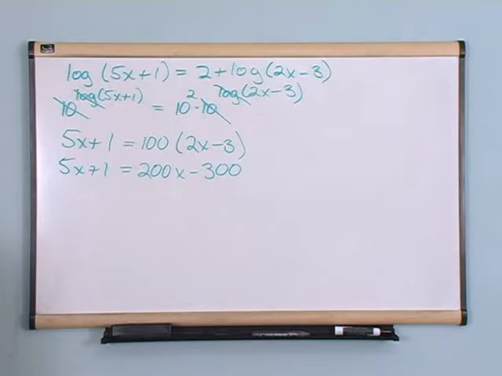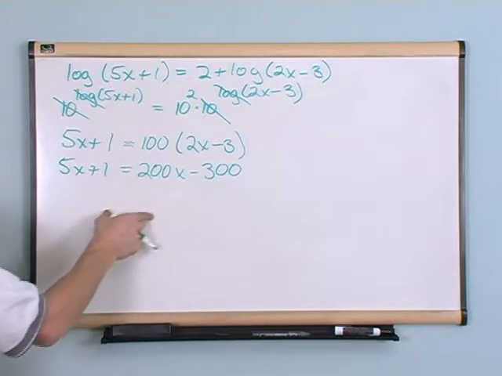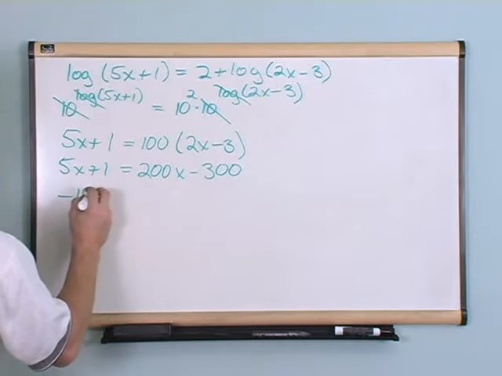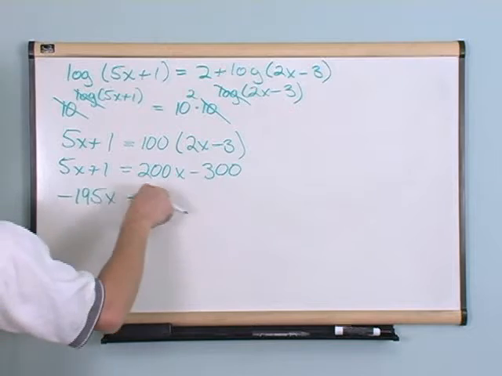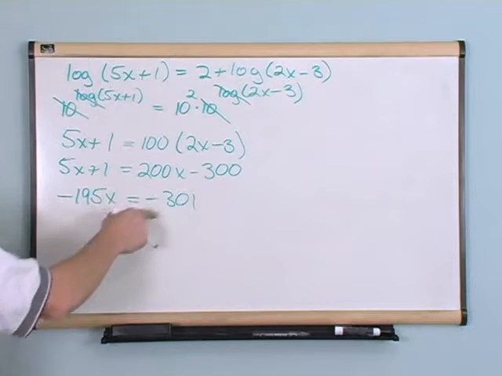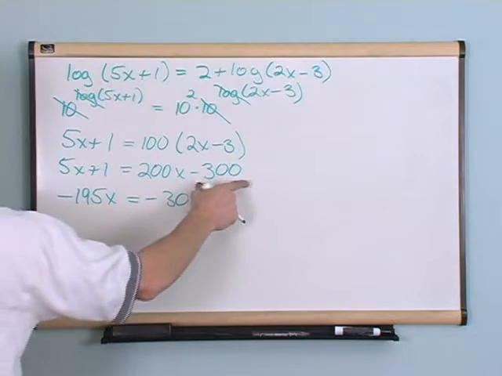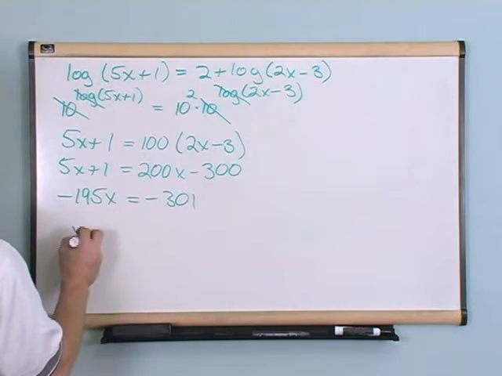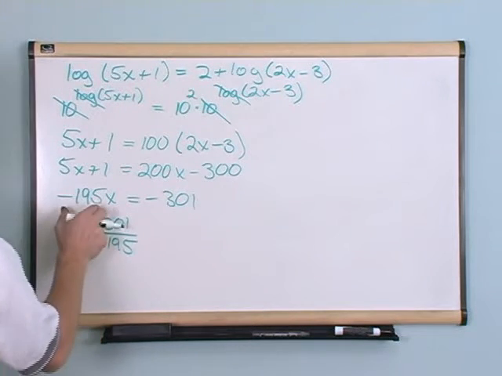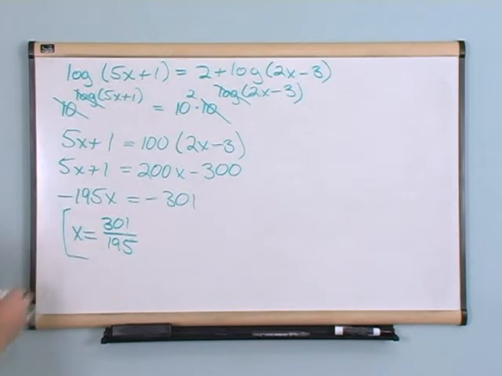Okay. And then if I move this 200x over here by subtracting it from both sides, I will have negative 195x equals, and I'll move this 1 over here by subtracting it, it'll be minus 301. So 5x minus 200x gives me this, and then negative 300 minus 1 gives me this. x is equal to 301 over 195. I just divide both sides by negative 195. Of course, negative divided by negative gives me a positive. So this would be the solution.